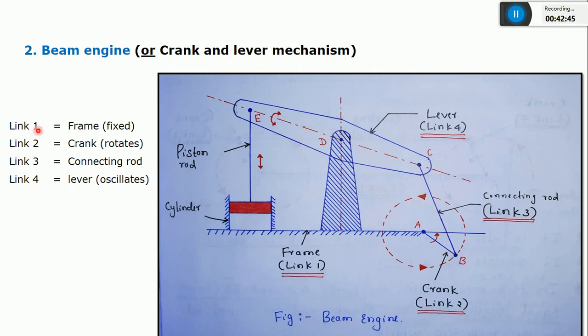Again, it is having 4 links. Link 1, that is a frame which is fixed. Link 2 is a crank, which is a rotating part. Okay, link 3 is a connecting rod. You can see it is oscillating. In bracket you can write oscillating. And link 4 is this one. This is a lever. Link CE, it is also oscillating about the pivoted point D. And this is connected to a piston cylinder arrangement. Okay, don't worry about this one.